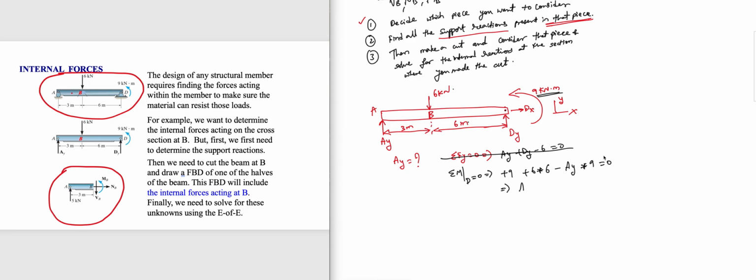So find what Ay is. Ay would be 9 plus 6 times 6, which is 36, over 9. I'm just rearranging it quickly. So Ay would be 1 plus 4, which is 5 kilonewtons. So Ay is 5 kilonewtons. I already found that, right? Now we have to go to the third step. What is the third step? Then make a cut. Now you're going to make a cut and consider that piece.